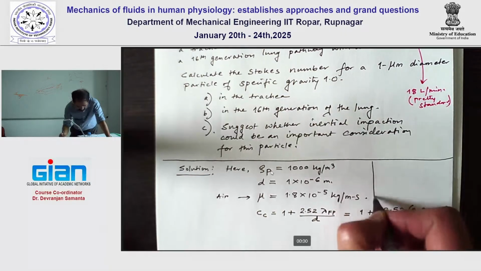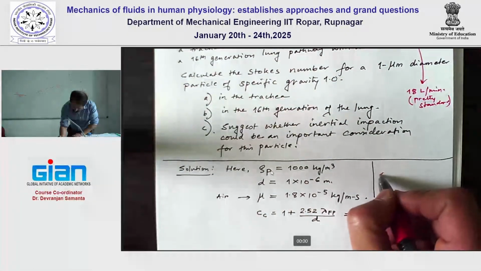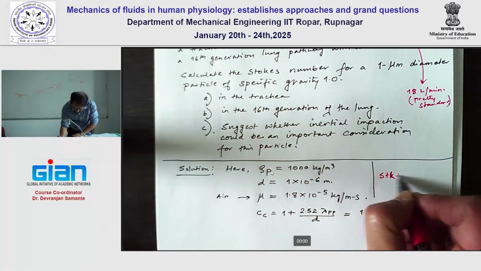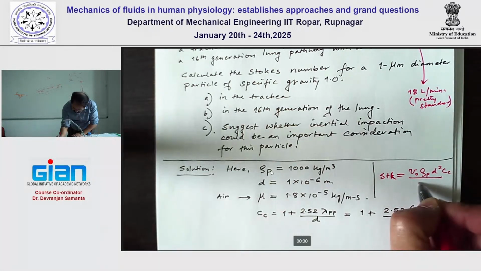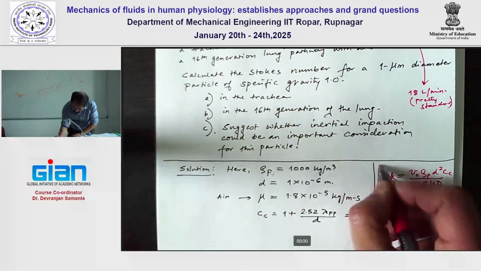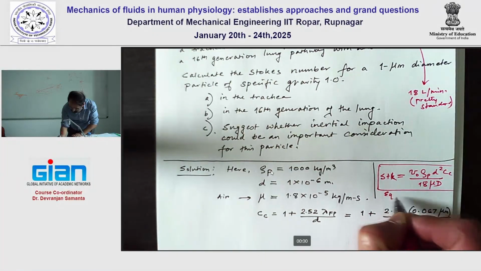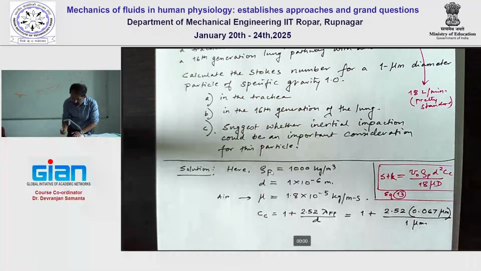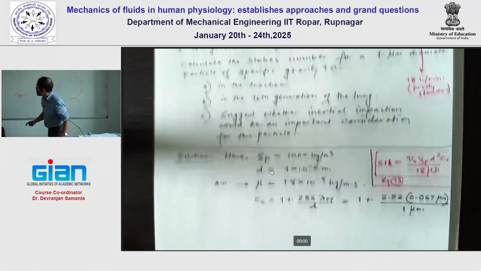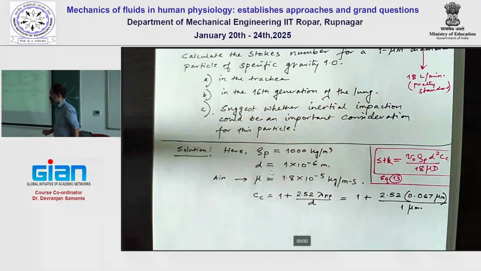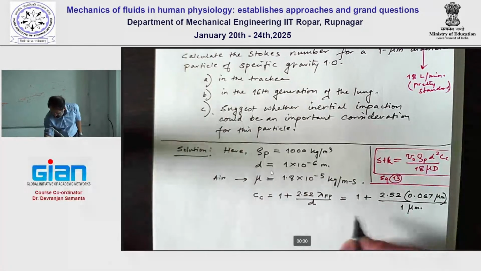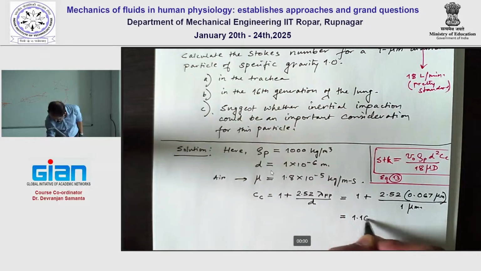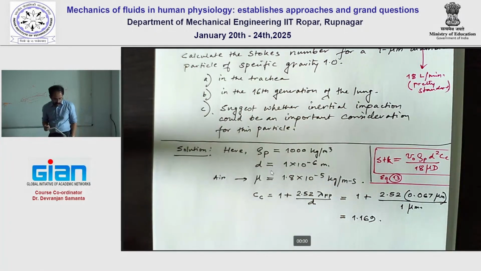So we are basically trying to use this formulation. Stokes number is U naught rho p d square Cc over 18 mu D. This is, if you follow the equation numbers, equation 13 on our lecture notes. Can you give me this number, the slip correction factor? 1.169 is exactly what I have. 1.169. Okay.